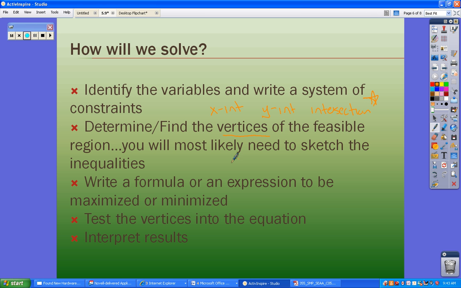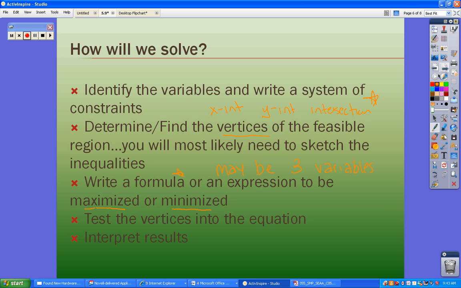After you do that, you're going to figure out what you want to maximize or minimize, and write a formula for that. There will probably be 3 variables, and that's going to be okay, because you're plugging things in and looking to make that third variable as large or small as possible. You will then test the vertices in that equation and interpret the results.